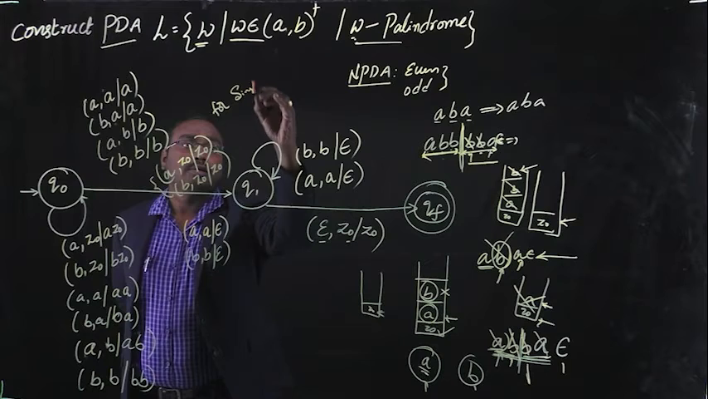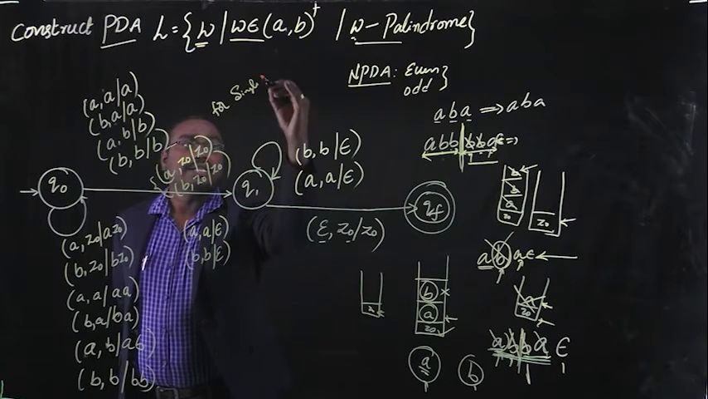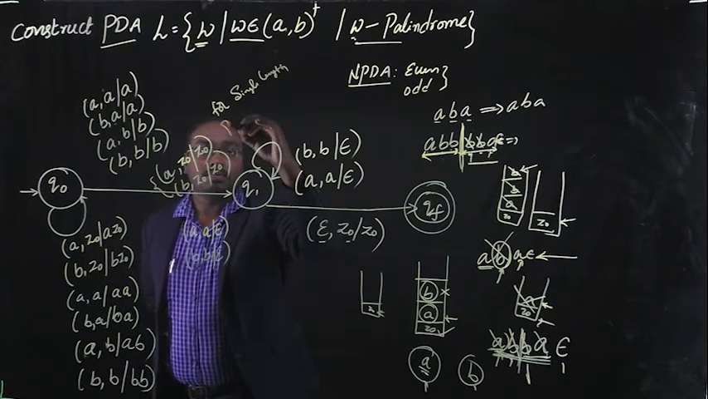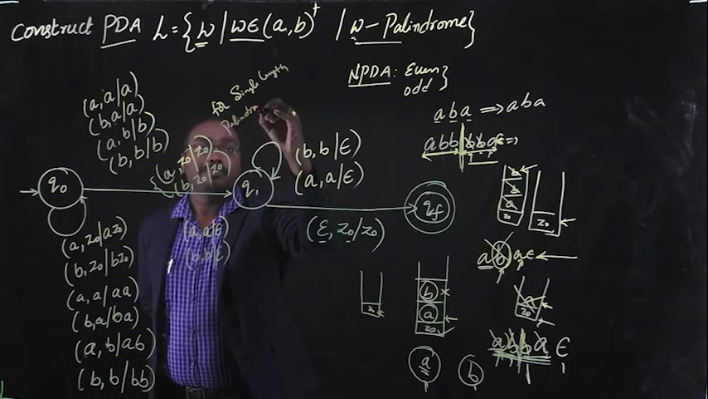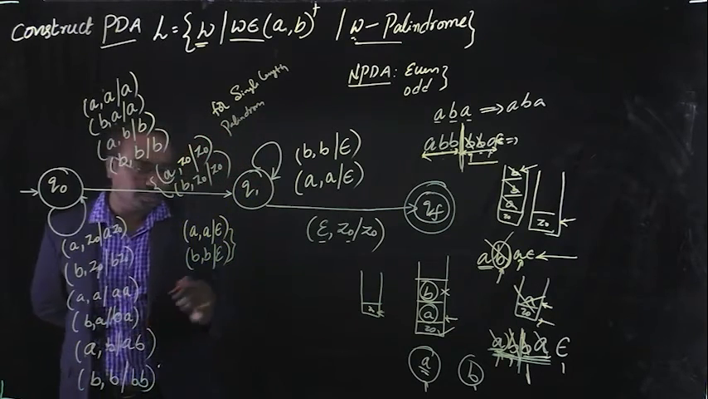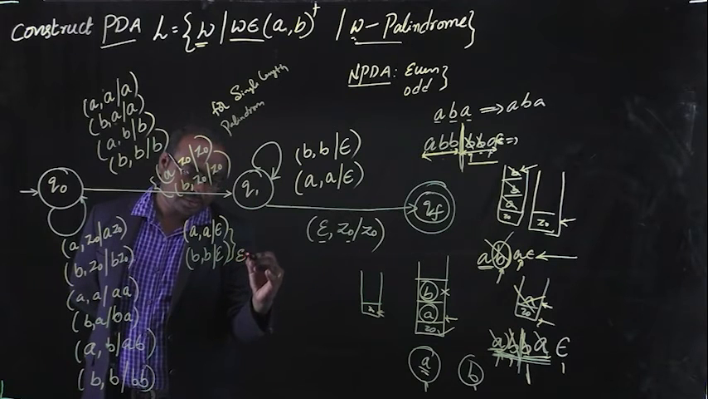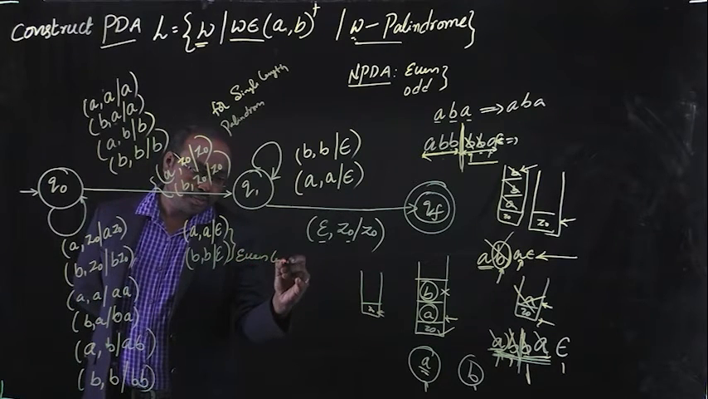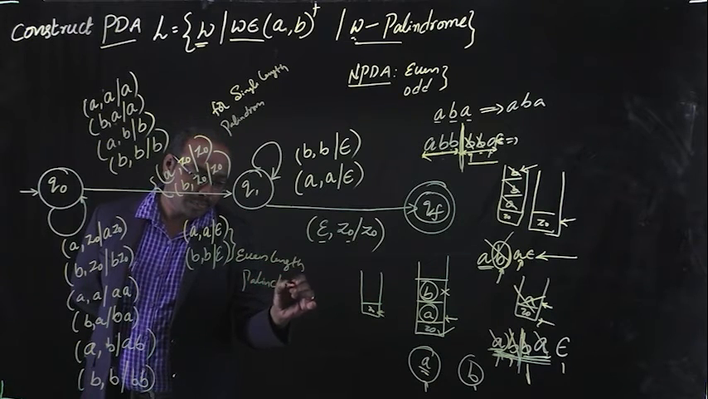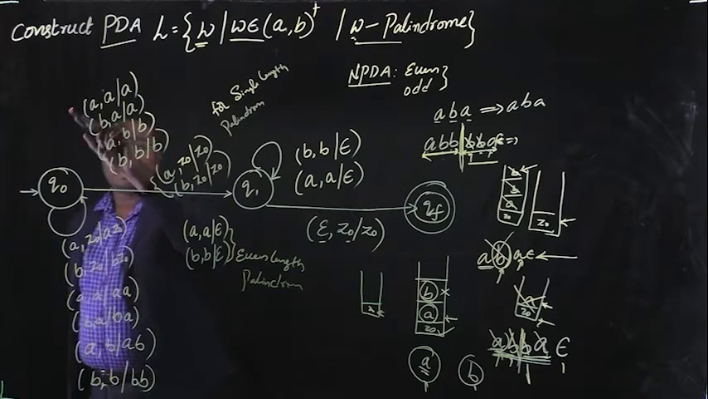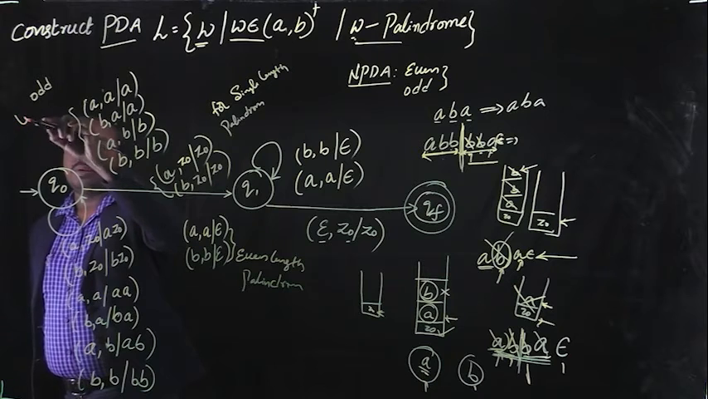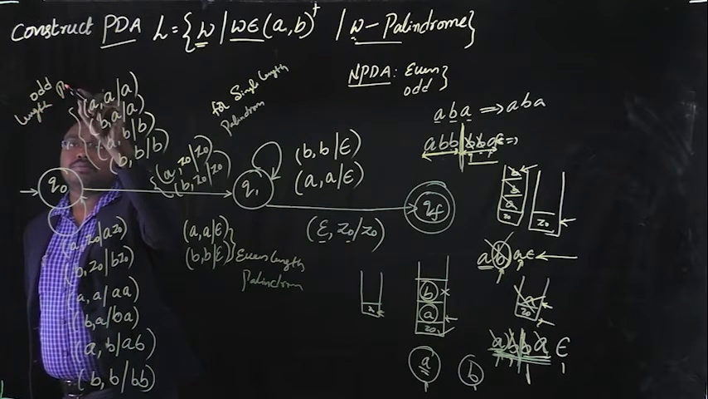Okay, so these two transitions are for single length palindromes, and these two transitions for even length palindromes, and these four transitions for odd length palindromes.